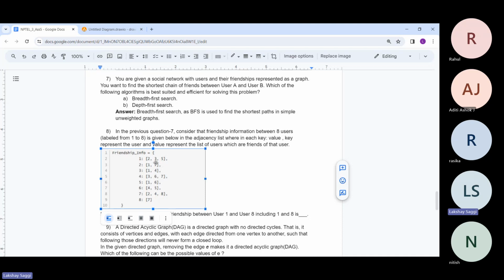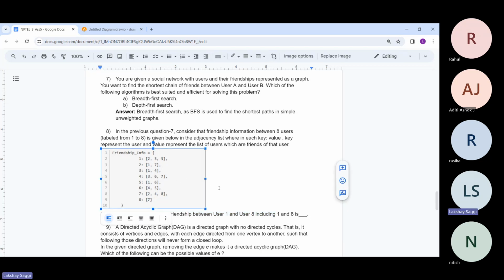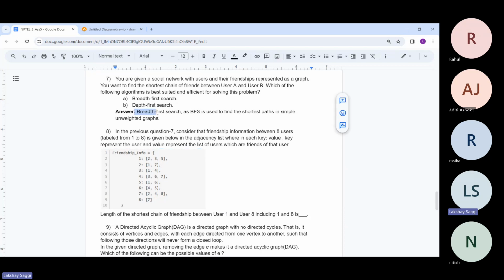Note that this friendship will actually be mutual. So 1 is friends with 2, so 2 will also be friends with 1. 1 is friends with 3, so 3 will be friends with 1. 1 is friends with 5, so 5 is friends with 1, and so on. So we are given this sort of friendship information, and using it we want to find the shortest chain of friendship between user 1 and user 8. So how do we proceed? We'll first make a graph out of this friendship information. In that graph, as we discussed already, we'll do a breadth first search from user 1 and see at what distance user 8 lies. And that will be our answer.